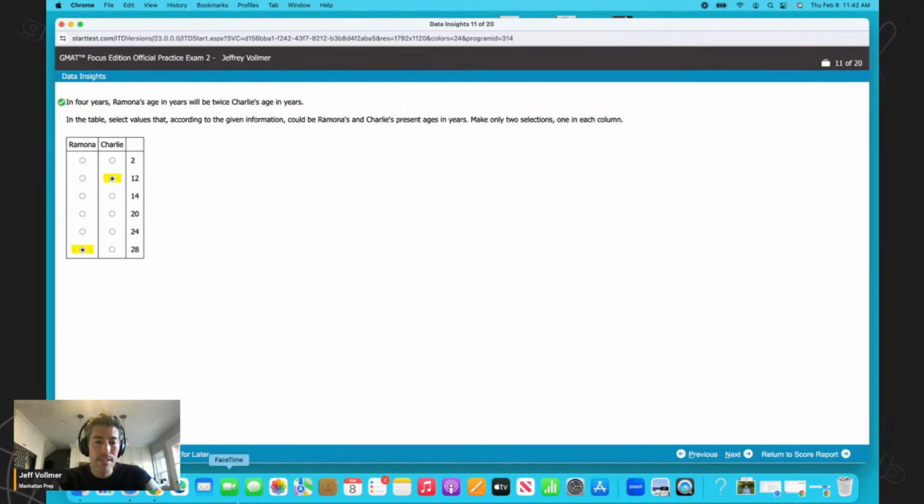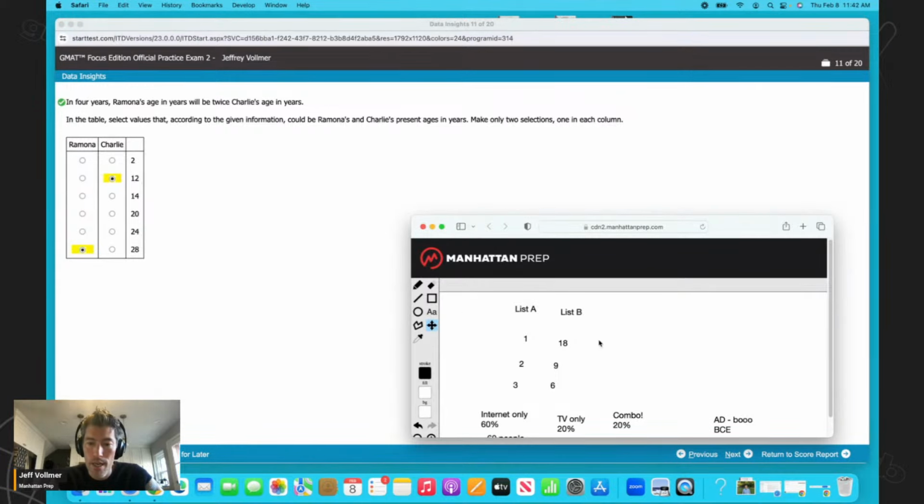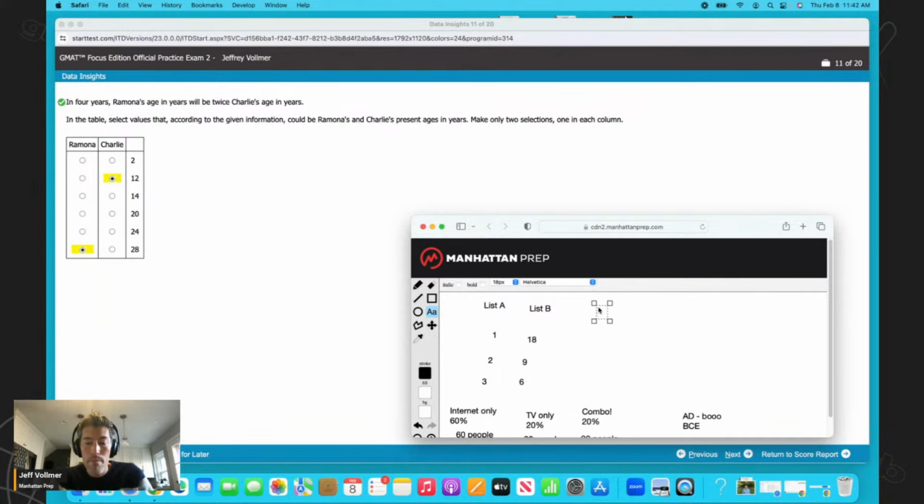And so you could set up the algebra here. We'll just go ahead and do that, just to be thorough. What I'm saying here is Ramona plus 4 is equal to 2 times Charlie plus 4. Whoops, Charlie plus 4, right? And so you could simplify that. Okay, R plus 4 is equal to 2C plus 8. And then you could say, well, R then has to be 2C plus only 4, right? And I think this would be a great move as well.